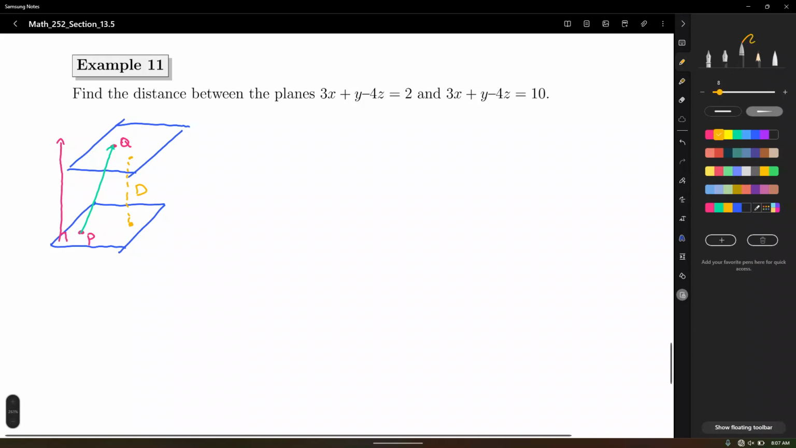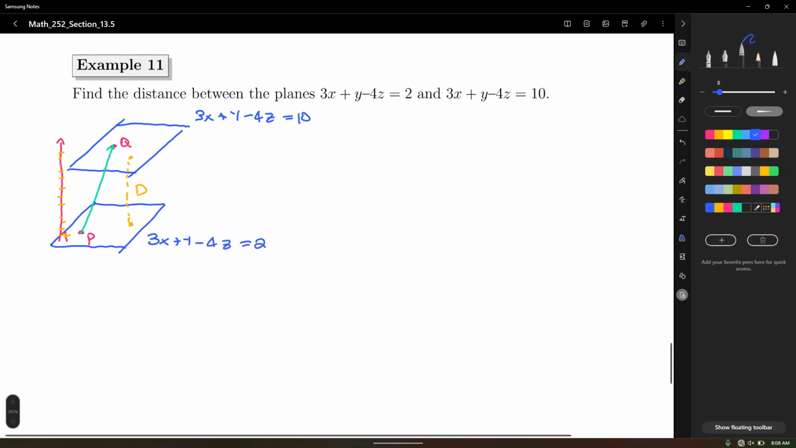And again, the shadow of the green vector, this shadow right here, will be exactly the distance between the two planes, in a similar way to how we did it last time, right? But this time, instead of one single point in the middle of nowhere, it's a point on the second given plane. So I'm going to suppose this is the plane given by 3x plus y minus 4z equals 10, and 3x plus y minus 4z equals 2.